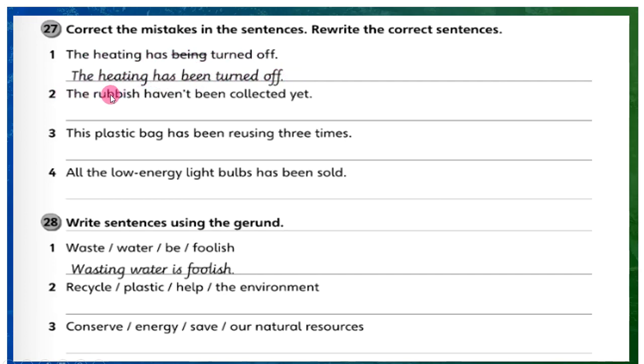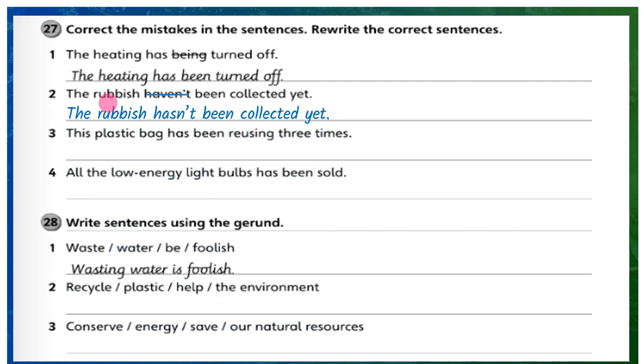Number 2, the rubbish haven't been collected yet. Now, we said that the rubbish is an uncountable noun. And with uncountable nouns, we use has instead of have. So we don't use have with the uncountable noun. It is has. So have here is the mistake or the incorrect thing. The rubbish hasn't been collected yet. That is the correct sentence that you should write.